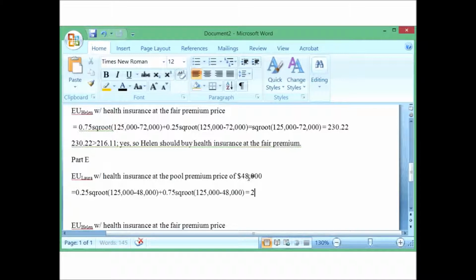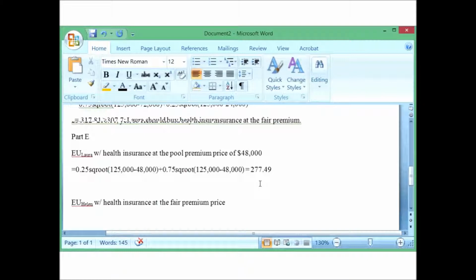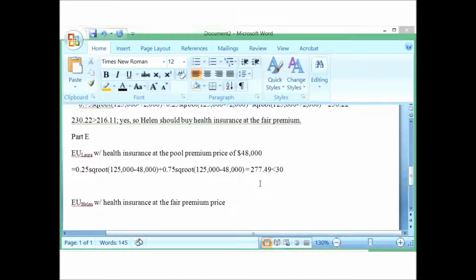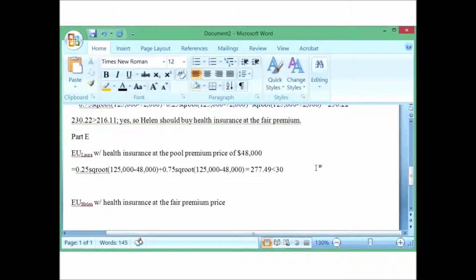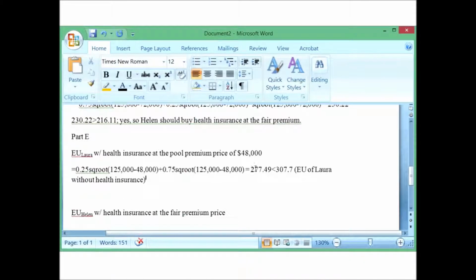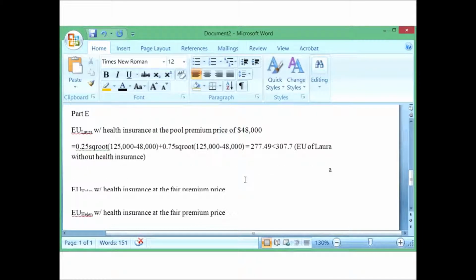So then that's 277.49. Okay, any questions so far? So we see that this is less than 307.7, which was the expected utility of Laura without health insurance. So then the expected utility is lower, so Laura would not go in. Again, that makes sense. I mean, I'm not saying we knew the answer unless we carried out the computation, but at least we should have an idea, right?